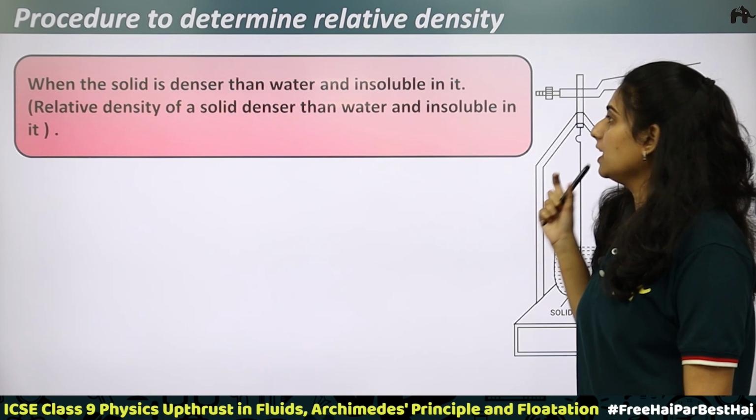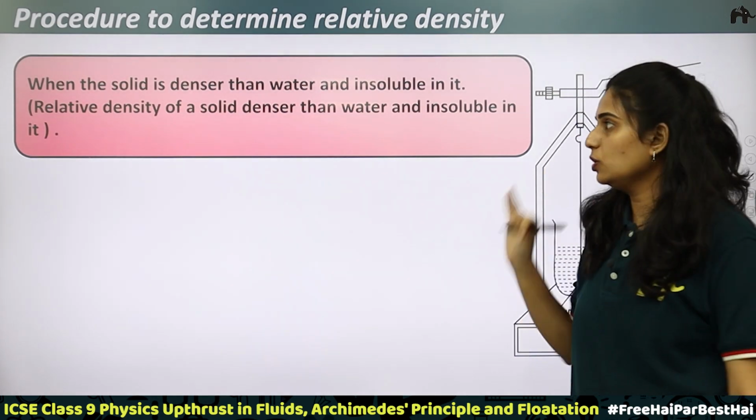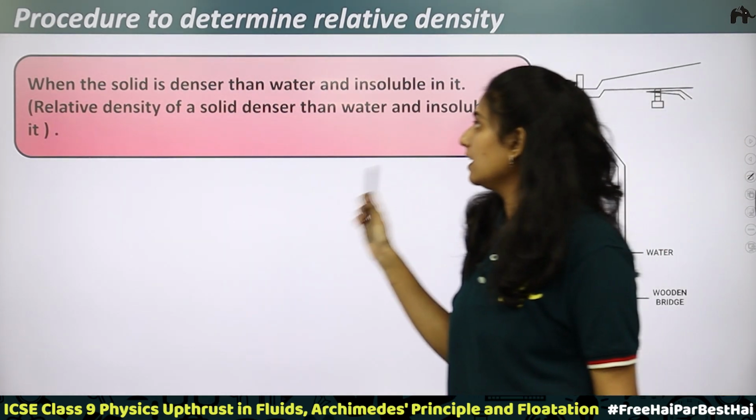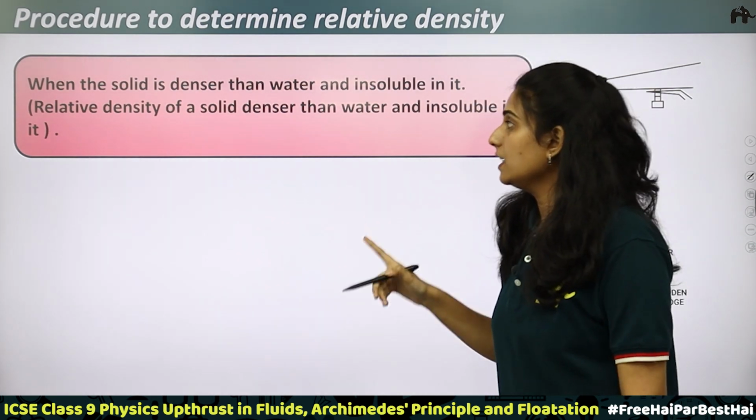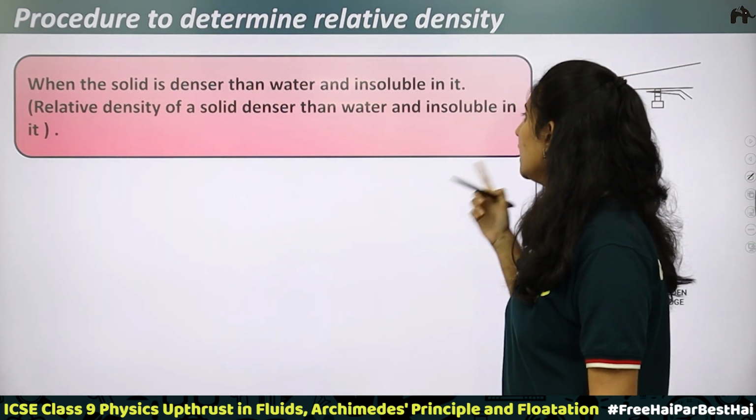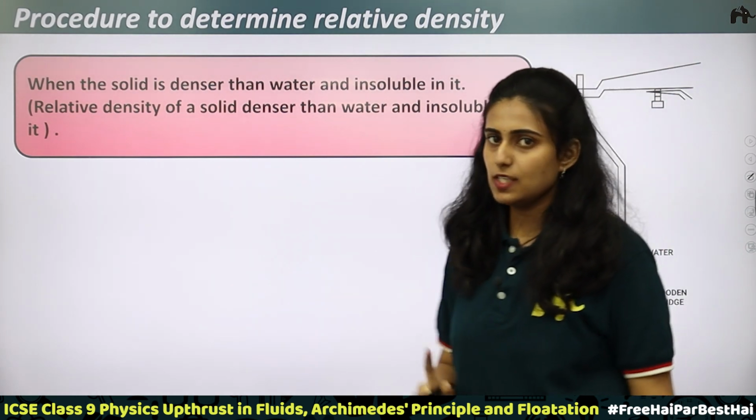Procedures to determine the relative density. First we will be discussing two cases. The first case is when the solid is denser than water and insoluble in it. Relative density of a solid denser than water and insoluble in it. This is the first case we are going to discuss.